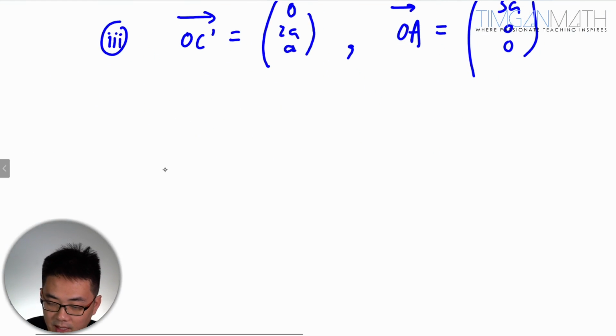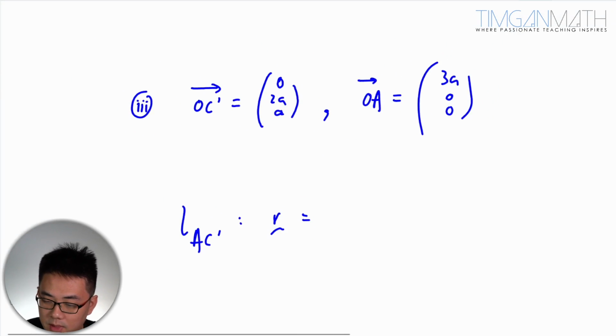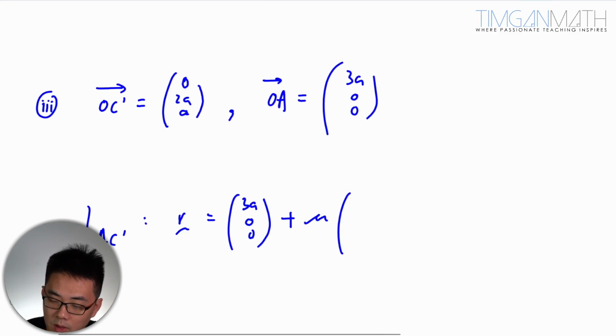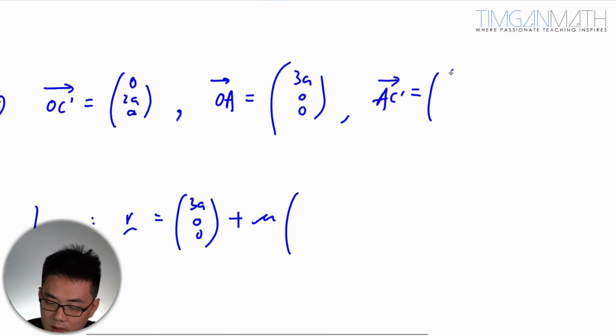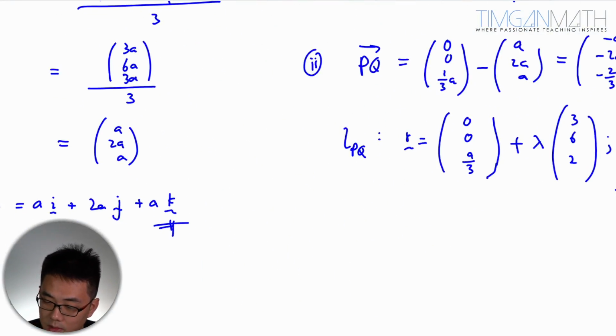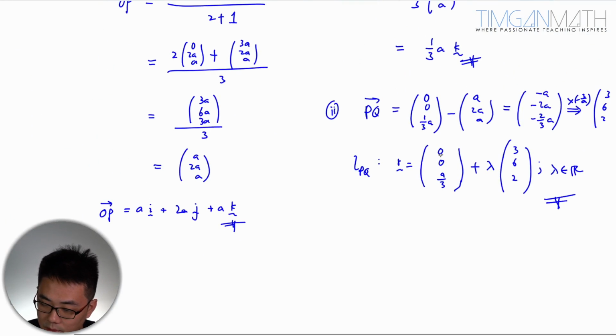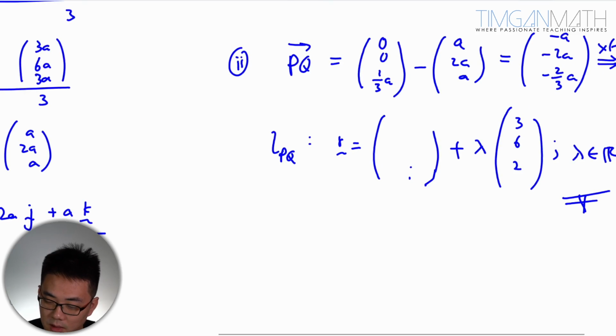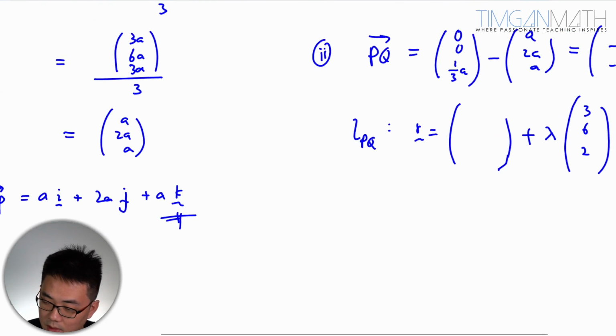So now I'm going to find the line of AC prime. We can just use OA here, 3A, 0, 0 plus mu. Okay, so now we're going to use mu. So this case here, AC prime would just be, take a normal 0, 2A, A. This one, I think I'll just use OP here because it's easier. I don't want to use fraction. So this is A, 2A and A first.